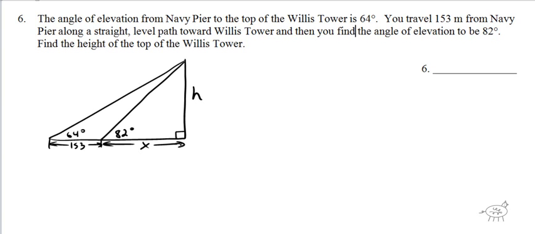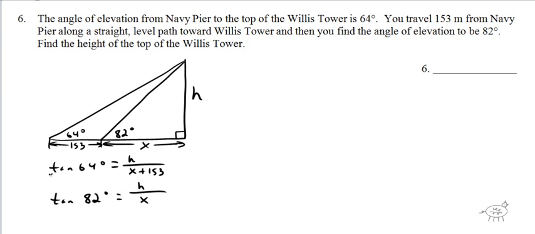So watch what I'm going to do here. I'm going to do tangent of 64 degrees equals opposite over adjacent, and the adjacent, the whole side, is x plus 153. Okay, that's one equation. Oh, did I say one equation? That means there are two. Oh, that might be a system. Oh, geez, I gave it away. Okay, and the next equation is going to be tangent of 82 degrees equals the same thing, opposite over adjacent.